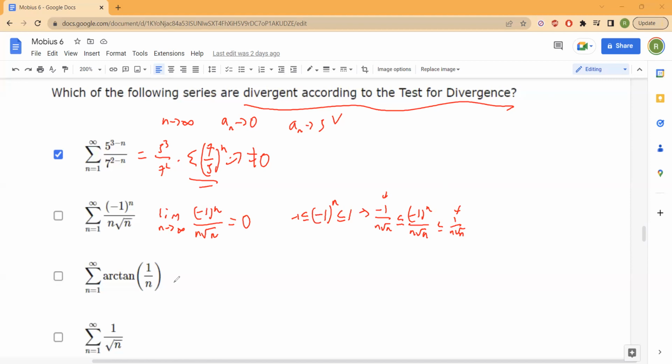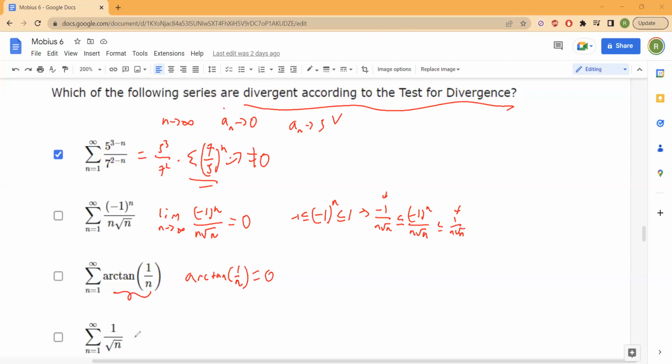Perfect. Let's look at this one: arctan of 1 over n. What you see is that 1 over infinity is 0, and so we take arctan at 0. If you take the limit, 1 over n goes to 0, and arctan at 0 is actually equal to 0. So this term approaches 0 as n approaches infinity. And so you don't know if it's divergent right away with this test for divergence.